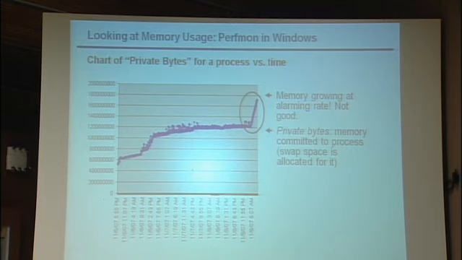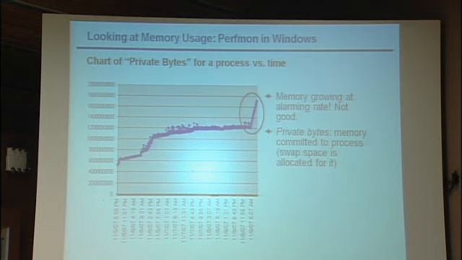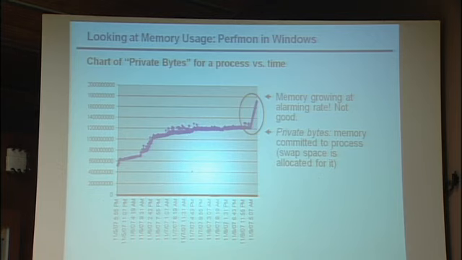Okay? Now remember, I call this private bytes. What that essentially is, in this particular case, is Windows giving a process some amount of memory. Okay? It's not necessarily what the application is requesting. The application will request some amount, and Windows will give it this much. Well, Windows keeps giving it more and more and more, and it eventually just runs out of memory to give.